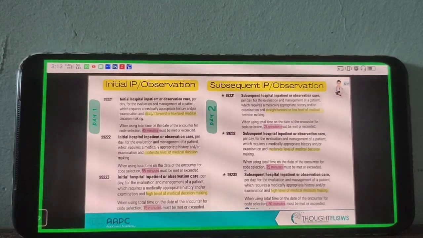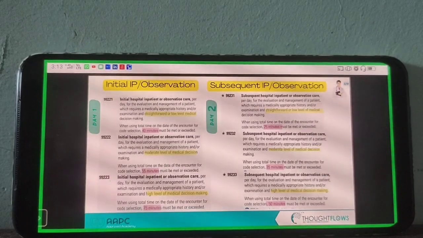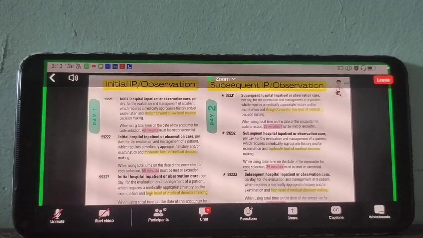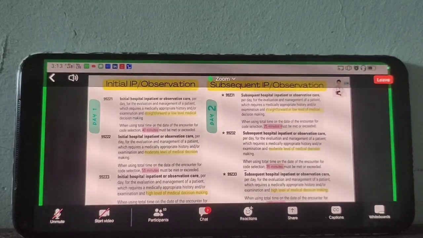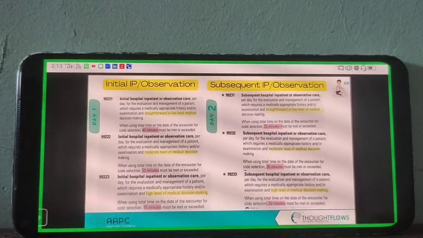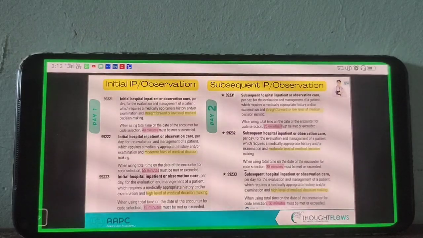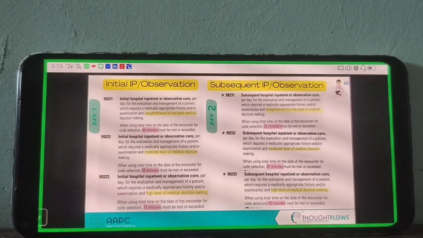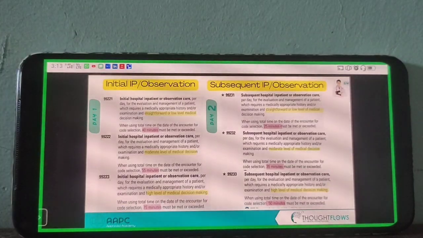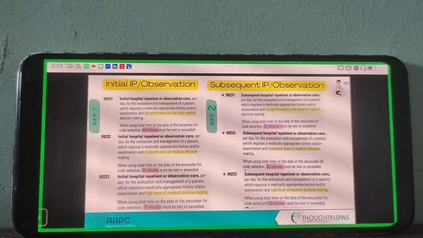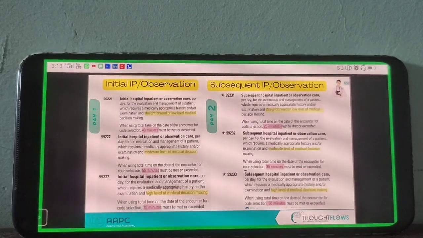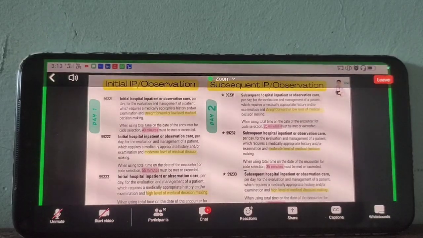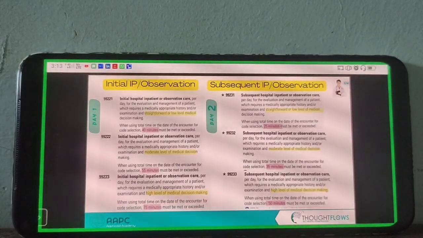From the second day, third day, you go for straightforward or low MDM, 99231, 25 minutes; moderate MDM, 35 minutes, 99232; high MDM, 50 minutes, 99233. These codes are the subsequent day codes. And for discharge we have to report 99238 and 99239. On the day of discharge, we should report these.